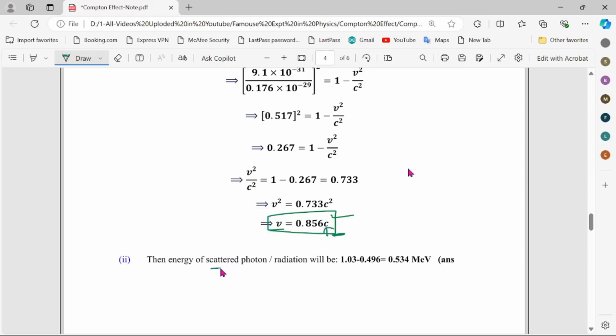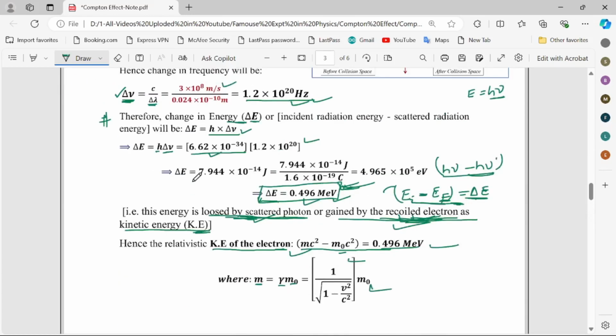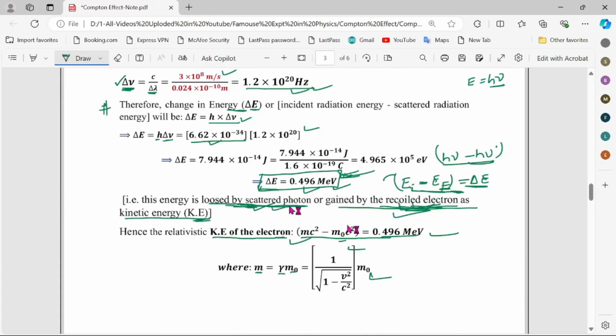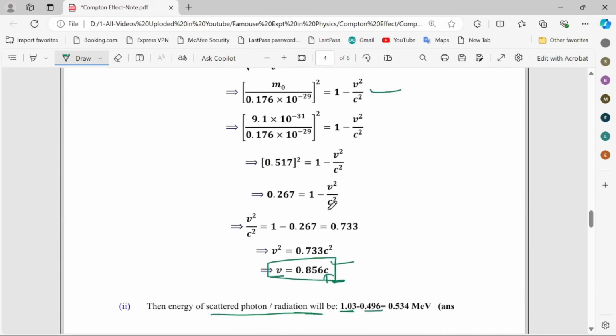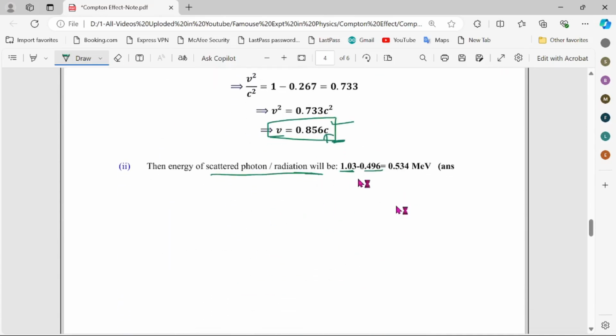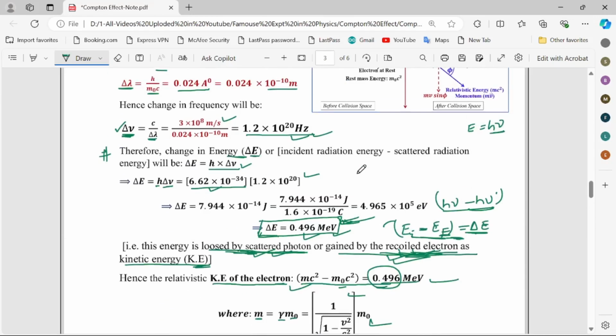Now, what is the energy of the scattered photon? Initially the energy of the photon was 1.03. The photon lost energy, and the change in energy means the loss, which is gained by the recoil electron, 0.496. So the remaining energy will be 1.03 minus 0.496, equal to 0.534 mega electron volt, which is the remaining energy of the scattered photon. Got it?